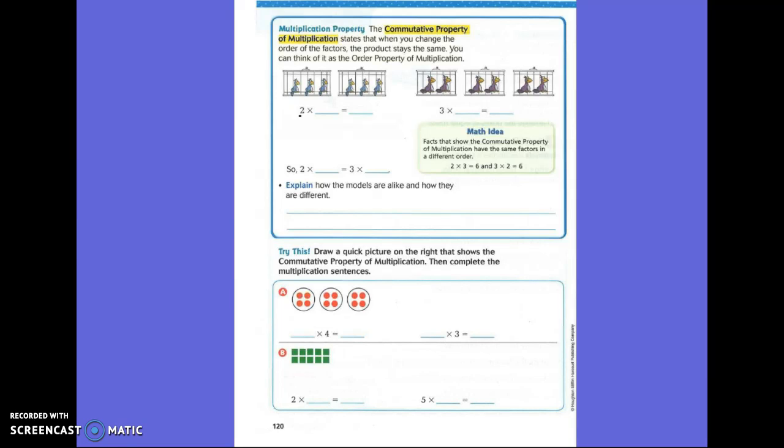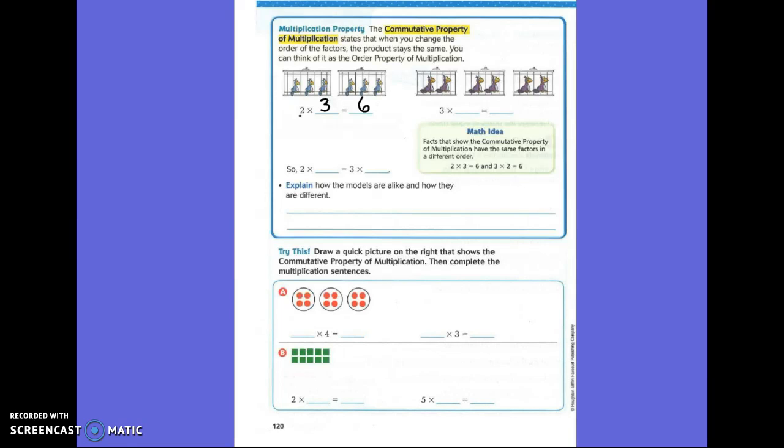the factor, Savannah. 3, because there are 3 birds in each of the cages. Okay, now the answer is going to be how many birds altogether. So there are how many birds, Wyatt? 6. 6 birds. Okay.